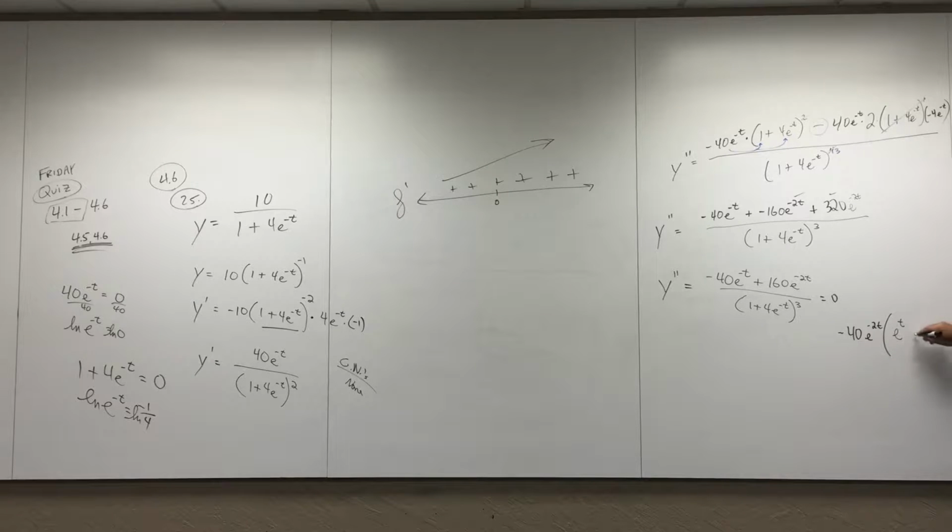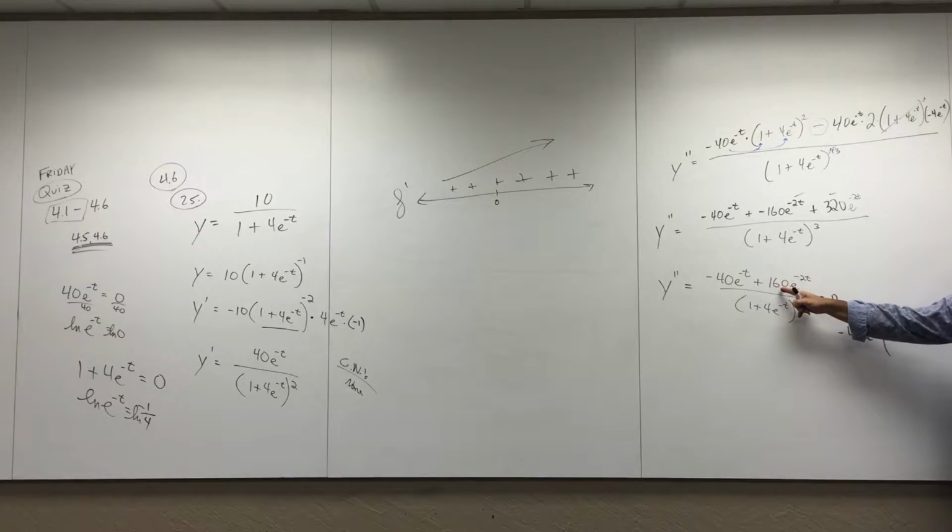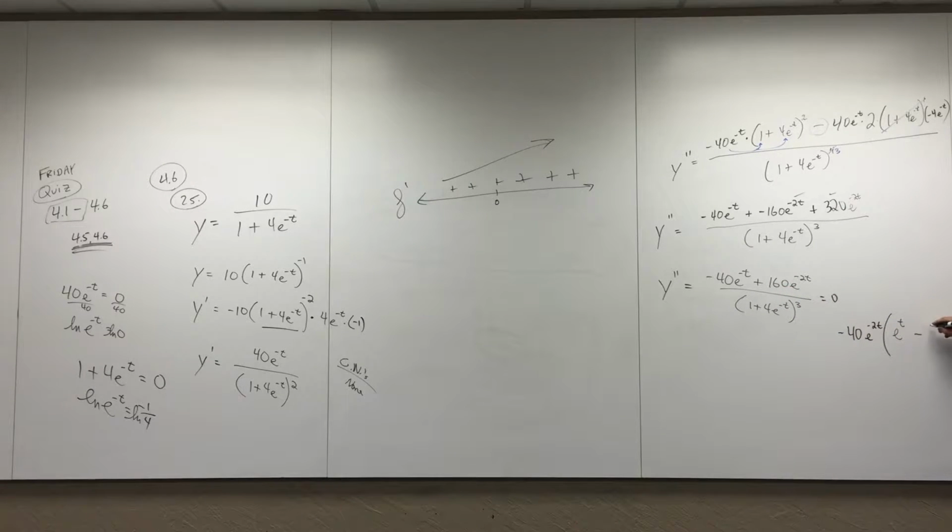All right, what about over here? You factored out your e to the negative 2t, you factor out a negative 40, so I think you're left with negative 4. Dude, this ain't bad. I'm setting my numerator equal to 0. This is my numerator. I factored it, it's equal to 0. When does this equal 0? Never.